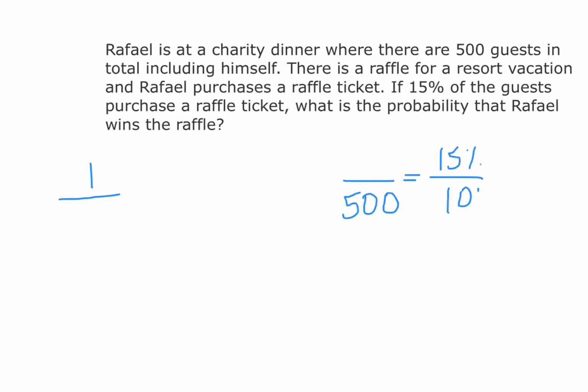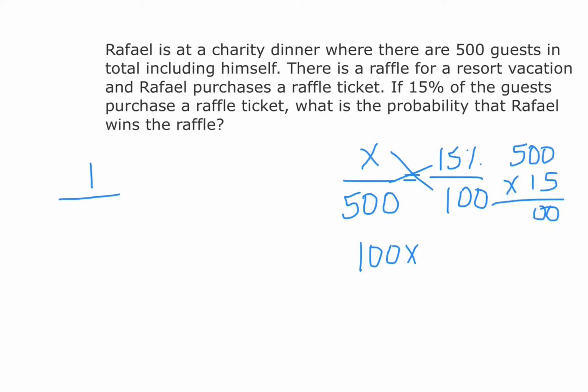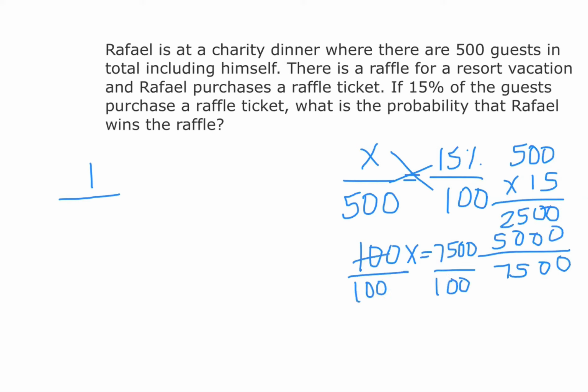100 goes here, x goes here. 100 times x is 100x. 500 times 15 gives me 0, 0. 5 times 5 is 25. Placeholder 0, 0, 0, 5. And now I add things. 0, 0, 5, 7. I'm going to divide by 100. I can eliminate 2 zeros, top and bottom, right? That leaves me with x equals 75. So this is the 15%. I can put that now here, okay?